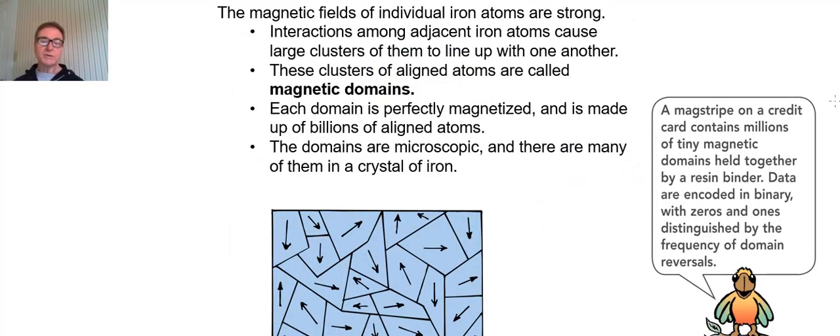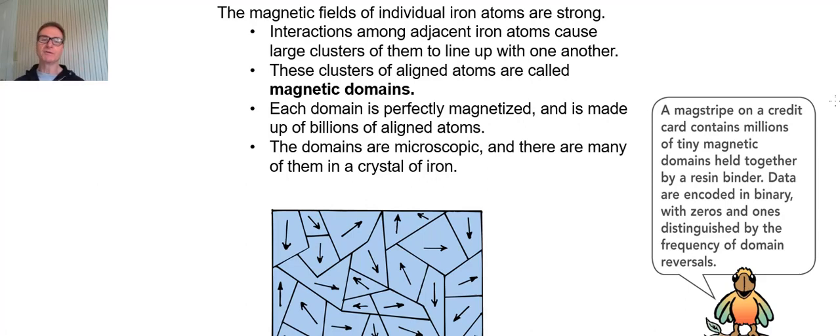Okay, so what actually makes a material magnetic? Well, inside of a piece of metal like iron, you have billions of individual atoms, right? And those atoms have unpaired electrons. And so inside of that piece of metal, you have many, many, many things called domains, right?